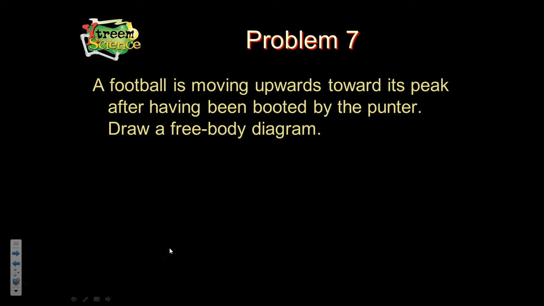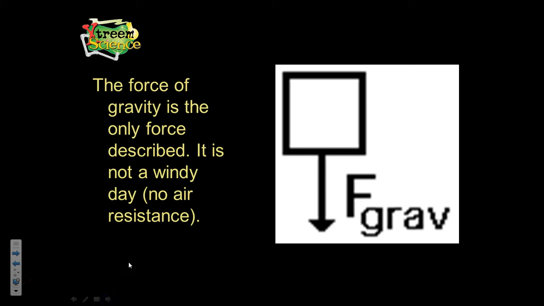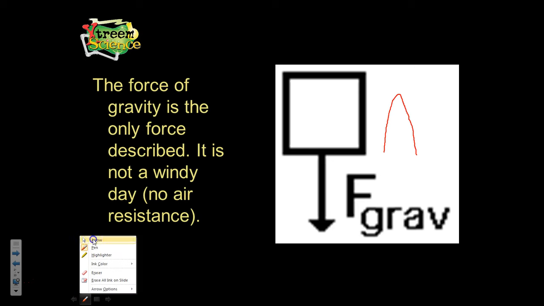Problem 7. Football is moving upwards towards its peak after having been booted or kicked by a punter. So this one, people get confused on. Because we've got our motion path. Let me draw one here. It'll be a little bit rough since I'm using a mouse, but the motion path kind of looks like that. That worked out better than I thought. Okay, so since it's at the top of its motion path, football going, it's about right here.